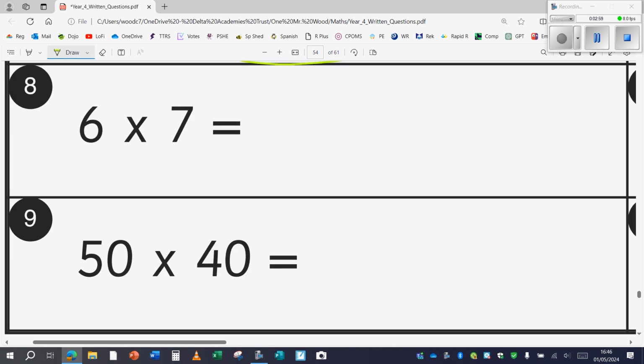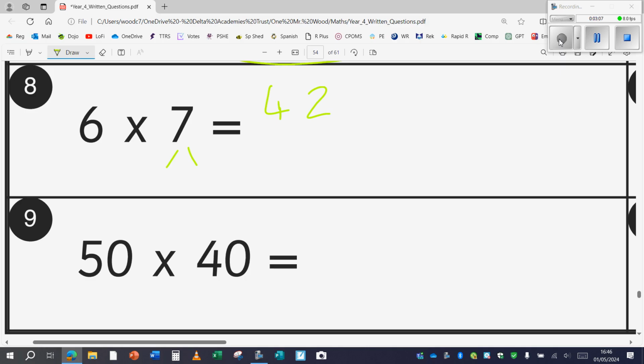6 times 7 is 42. If you're not sure how to do that one, I tell the children to understand that 7 is split up into a 5 and a 2. So we could do 6 times 5, 6 times 2, and then add it together because 6 times 5 and 6 times 2 is much easier. So it'd be 30 and 12. So 30 plus 12 would give me 42.